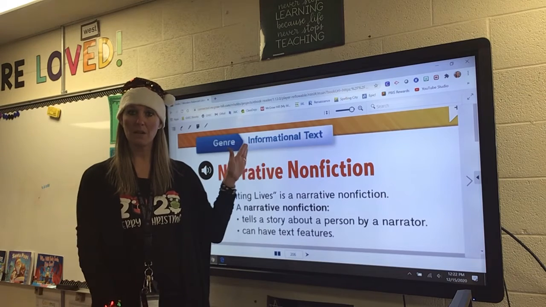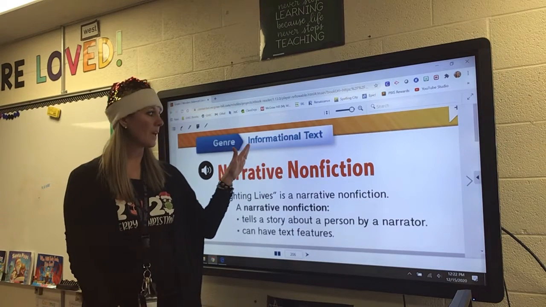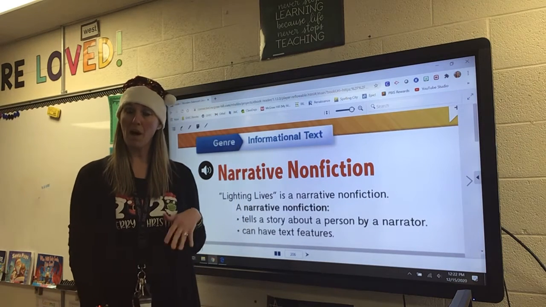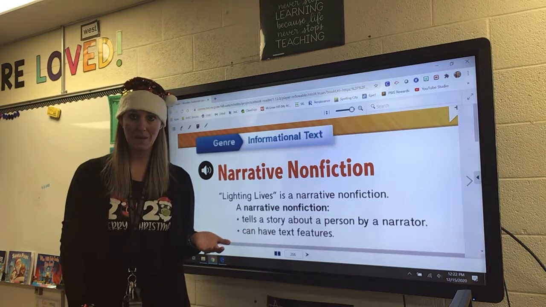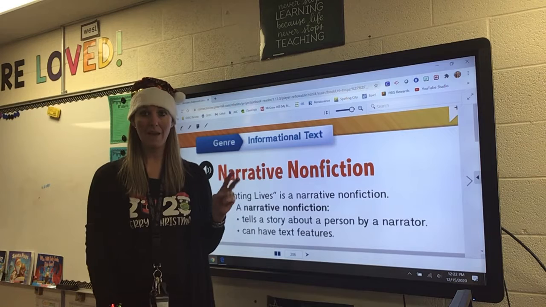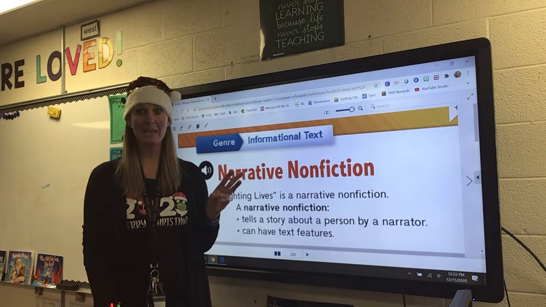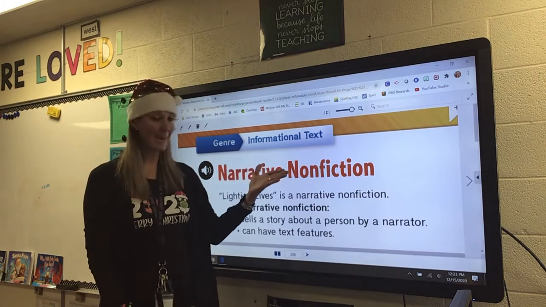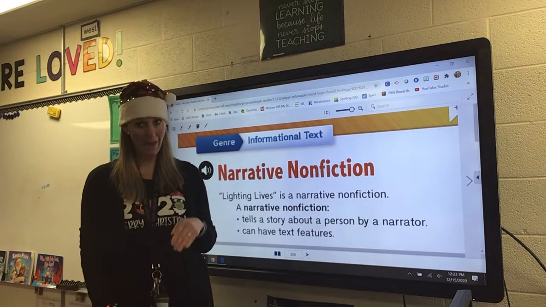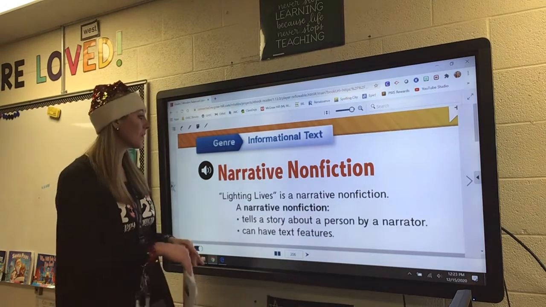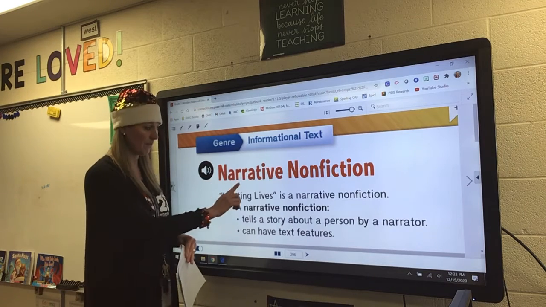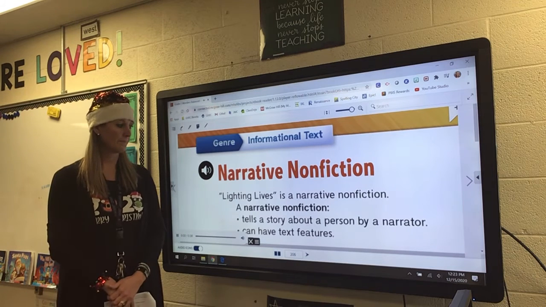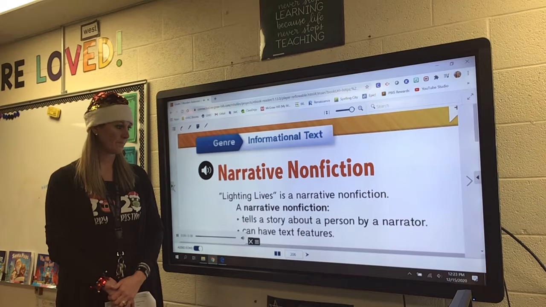If you look at this word informational, you see the keyword information in there. And we know from author's purpose that we learned last week, the P is persuade, the I is inform, and the E is to entertain. So an author might write an informational text to inform you and give you facts and information. So today we're going to learn about a narrative nonfiction. Narrative nonfiction. Lighting Lives is a narrative nonfiction.